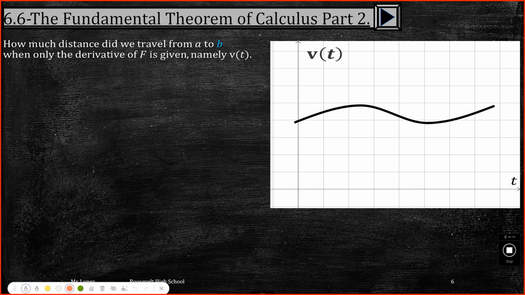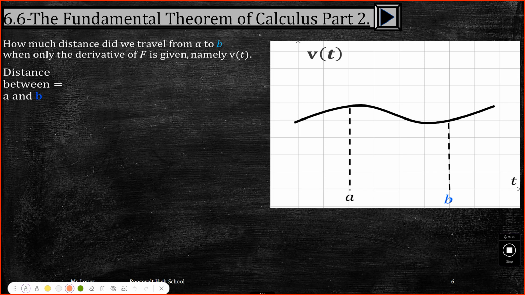So say we have the velocity function here from A to B, and it didn't have a constant velocity. It kept changing as it went. So what would be the distance traveled with something that does not have a constant velocity?